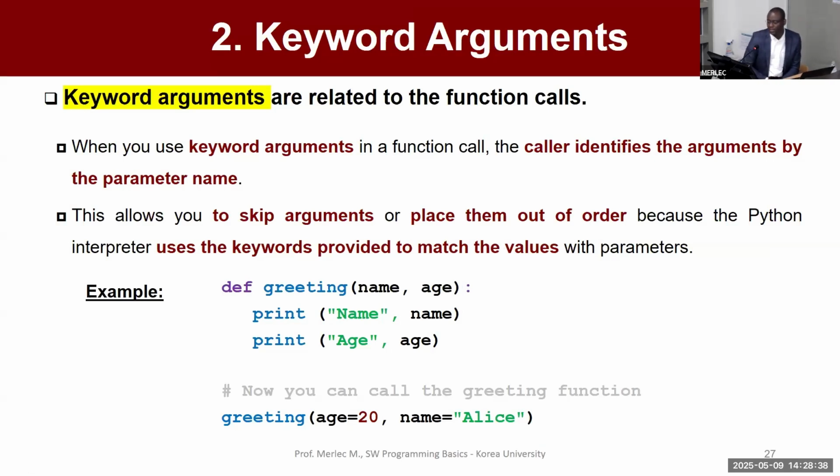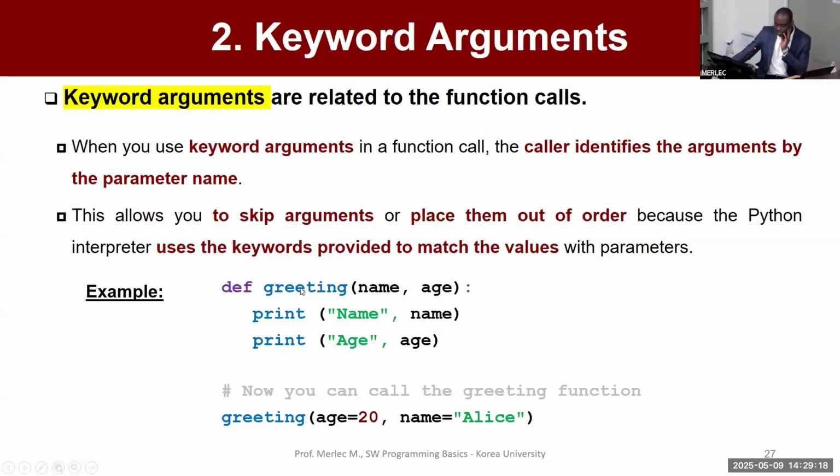The second type of arguments is the keyword argument type, which is related to the function call, that needs to be identified using the parameter's name. This approach allows you to skip arguments or place them without the order. So this is the particularity of keyword arguments, because the interpreter will just use the keyword specified for each variable to match the parameters.